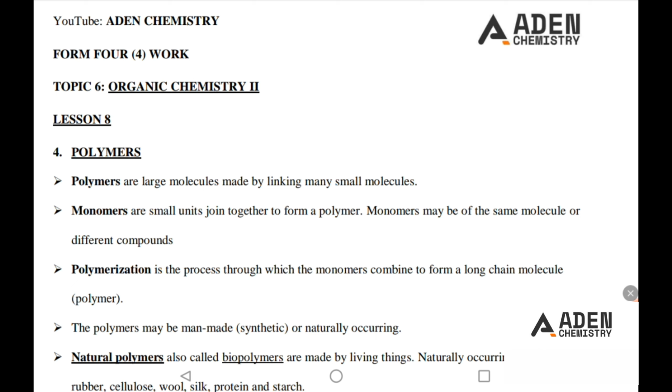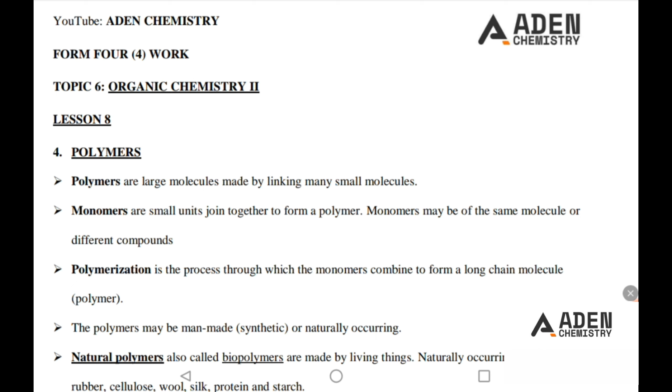Learners, remember when we were dealing with the organic chemistry 2 introduction, we said this chapter focuses on 4 main areas. Number 1, alkanol. Number 2, alkanoic acid. Number 3, detergents. Then number 4, we have polymers. So what are polymers? Polymers are large molecules made by linking many small molecules known as monomers.